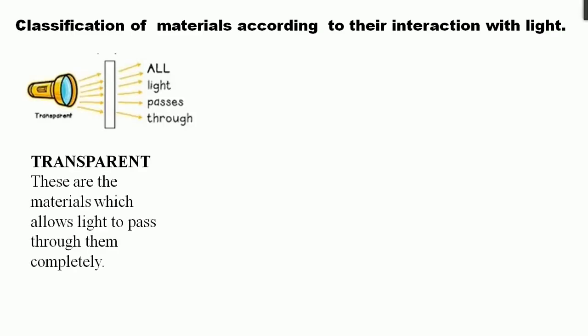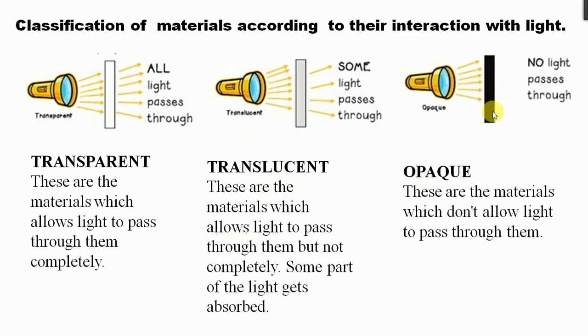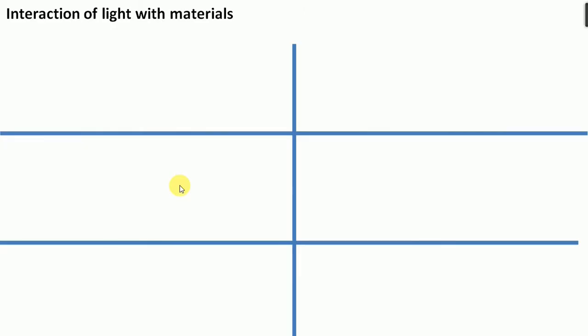Now we can classify matter according to its interaction with light. Some materials allow light to pass through them, and they are called transparent objects. Some objects allow some part of light to pass through them, and they are called translucent objects. And some objects do not let light pass through them, and they are called opaque. In this picture you can see this red cap is opaque, this glass lid is transparent, and this plastic lid is translucent.